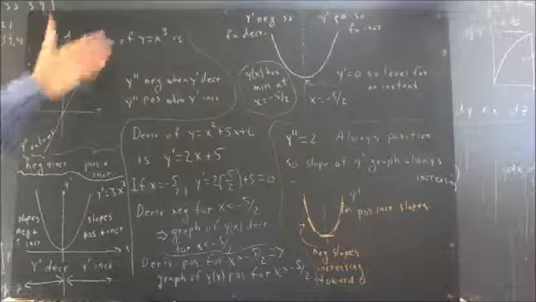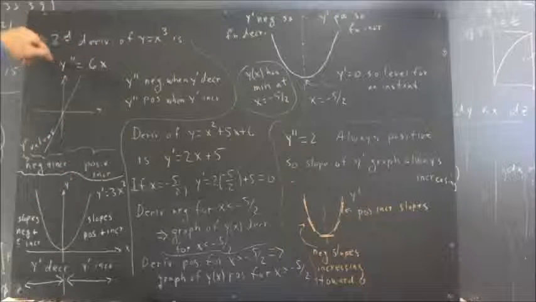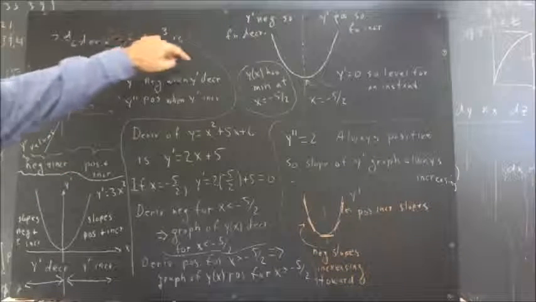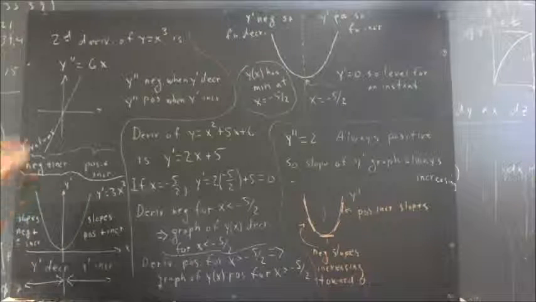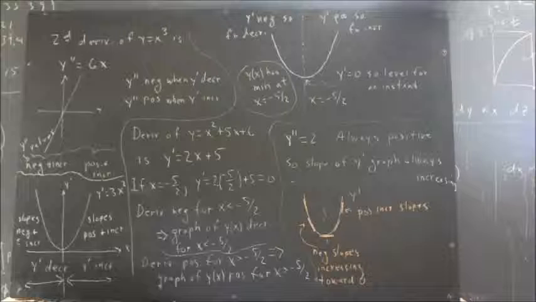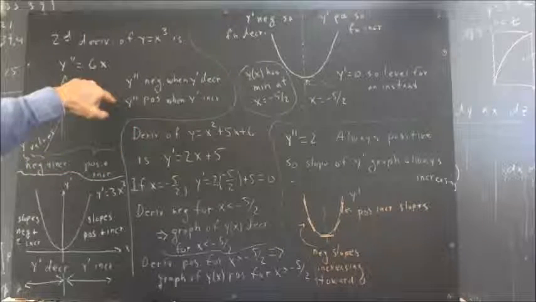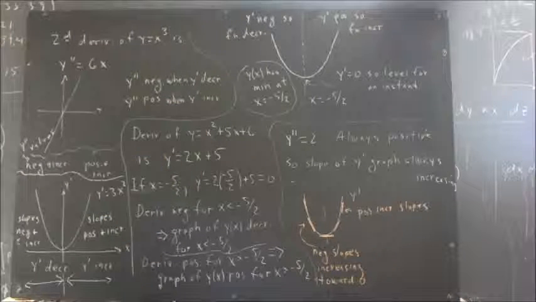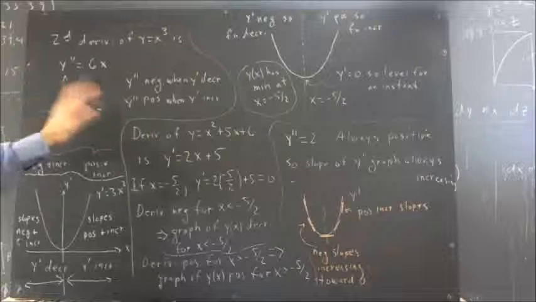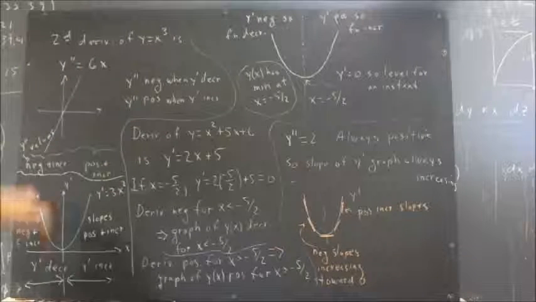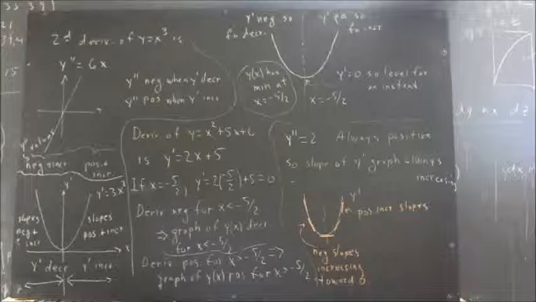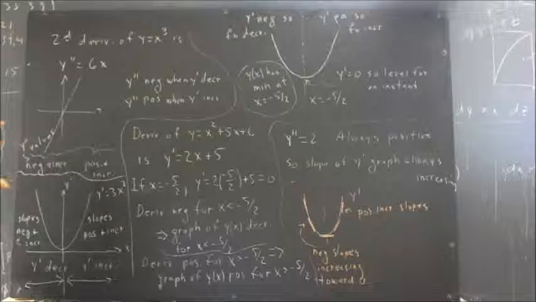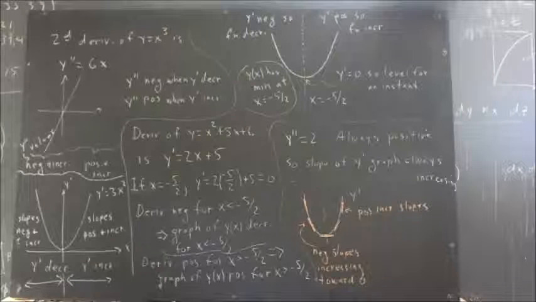And another set of statements we can make is that y double prime is negative where y prime is decreasing. Y prime is decreasing to the left of the axis, y double prime negative to the left of the axis. Y double prime is positive and y prime is increasing. Y double prime is positive to the right of the y-axis. Y prime is increasing to the right of the y-axis. Important sets of relationships that it's really good to understand.